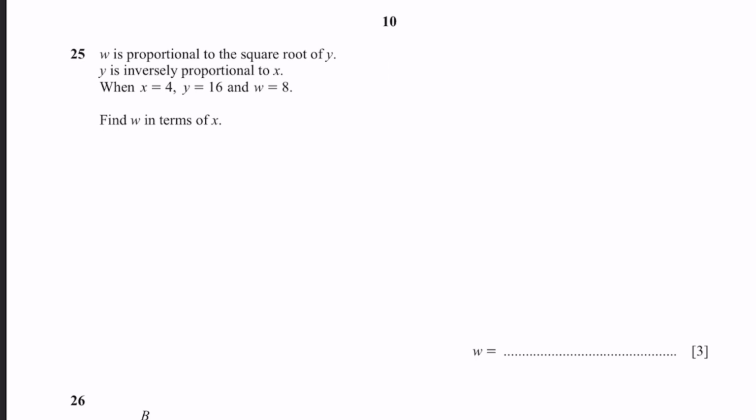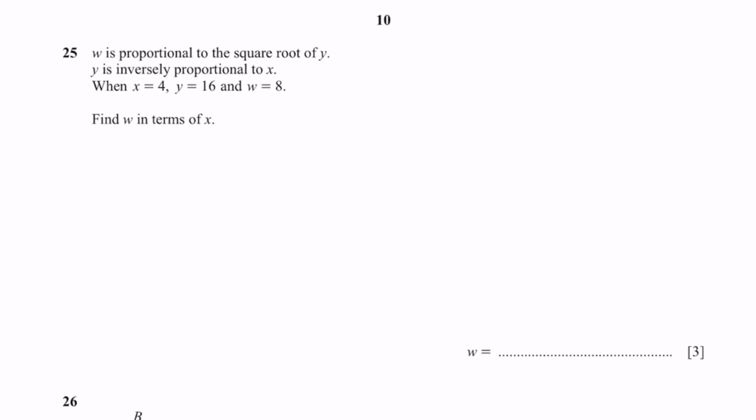W is proportional to the square root of y. Y is inversely proportional to x. When x equals 4, y equals 16, and w equals 8. Find w in terms of x. So let's start by writing w is proportional to the square root of y. This symbol which I've drawn here is a proportionality symbol.